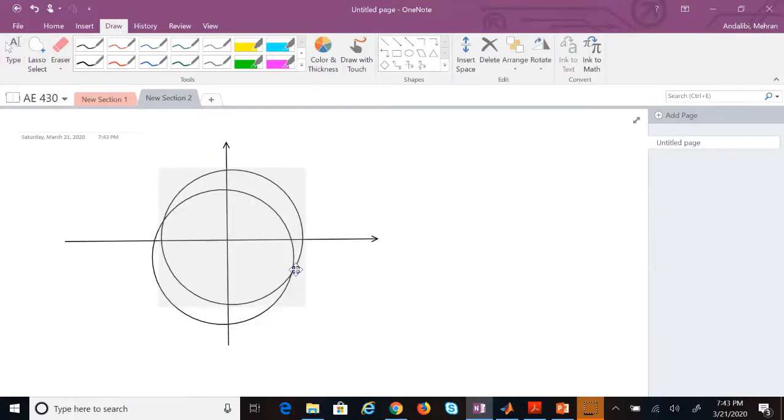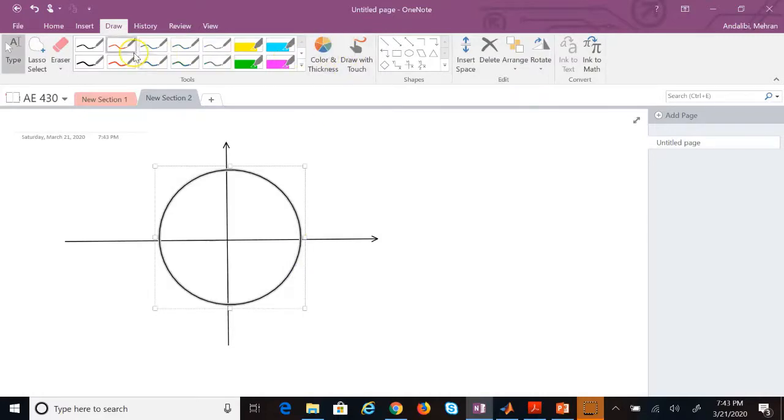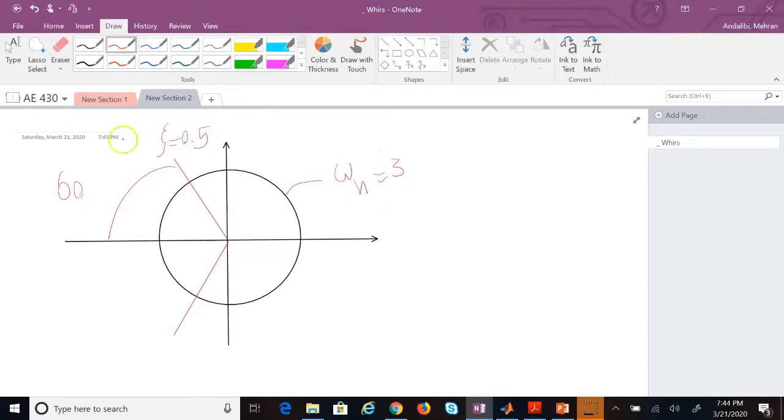A circle centered at origin, right? And then for constant zeta, it was a line. So I have to draw a line like this, and then another one like that. Correct? They have the same angle. So this circle has a radius of 3, and this line has an angle of 60 degrees. So I'm looking for these two points.